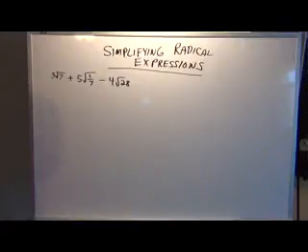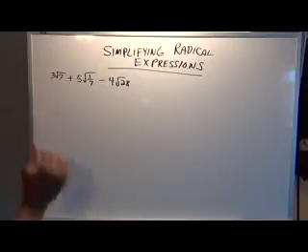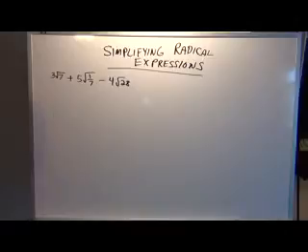Alright, today we're going to talk about simplifying radical expressions. Here's our radical expression. We have 3 times the square root of 7 plus 5 times the square root of 1/7 minus 4 times the square root of 28.